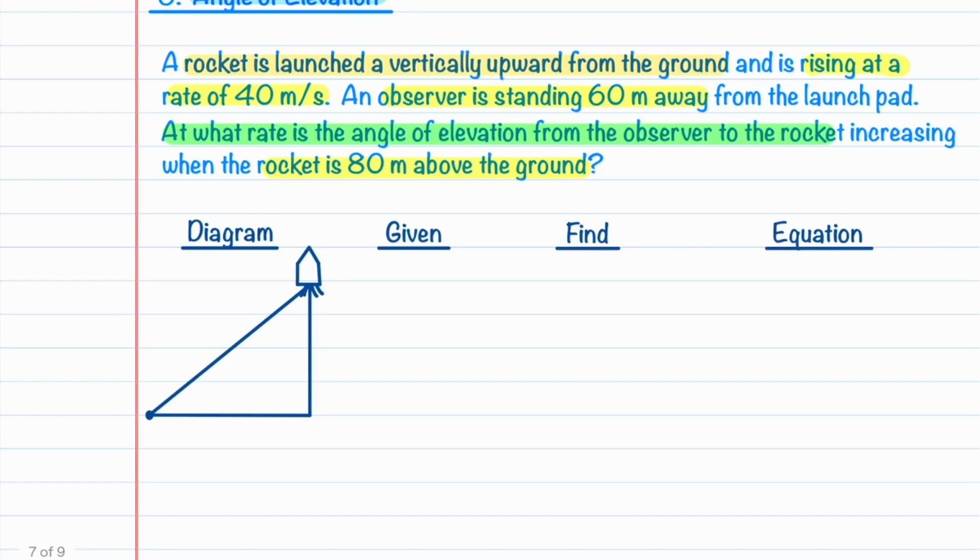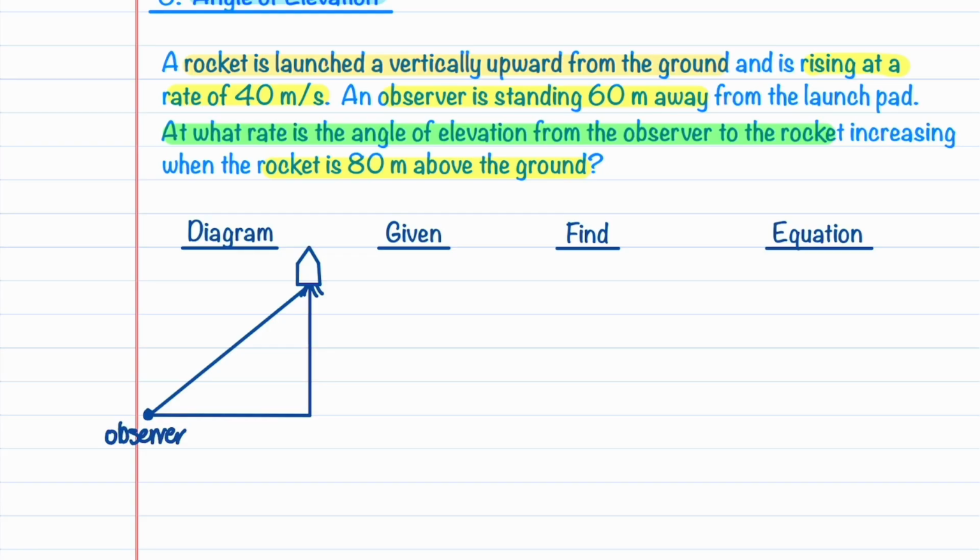What we're going to do now is put some variables in our diagram, and then fill in what we're given, what we need to find, and then the equation that relates what we're given to what we want to find. I'm going to mark that this point here is our observer. We are assuming that the observer's eyes are at ground level, so the vertical distance to the rocket is just the height above the ground. If the observer's height were included, we'd adjust the vertical side of the triangle by adding that height.